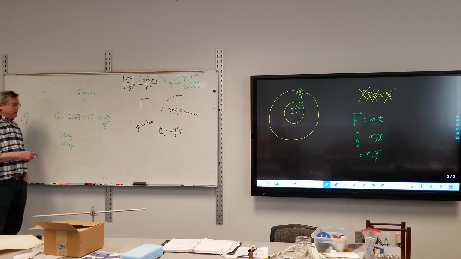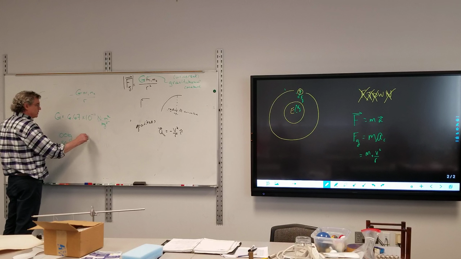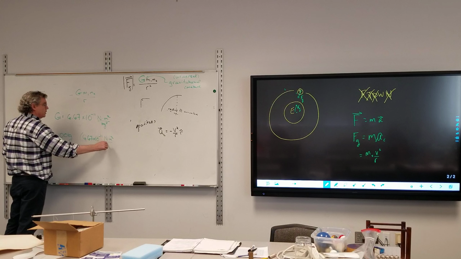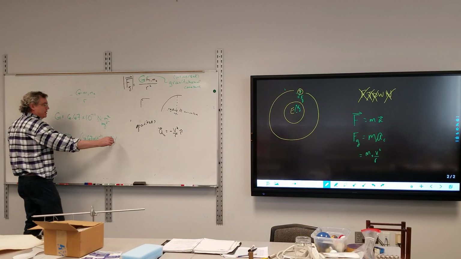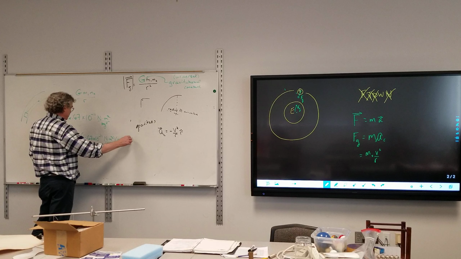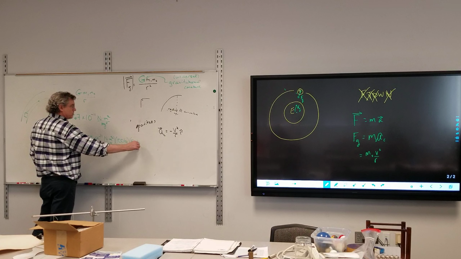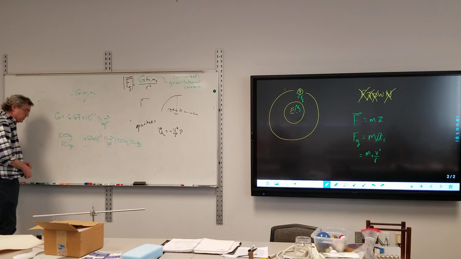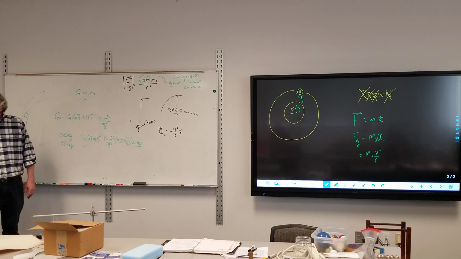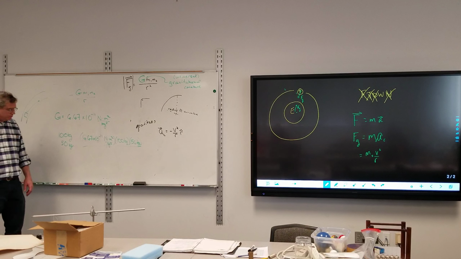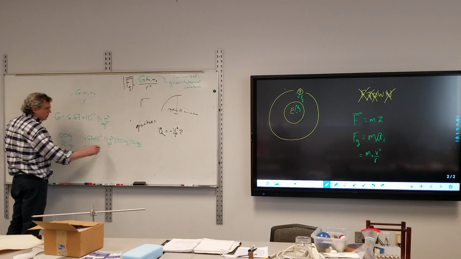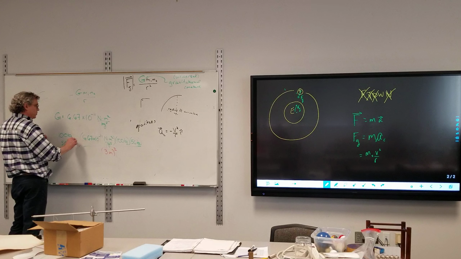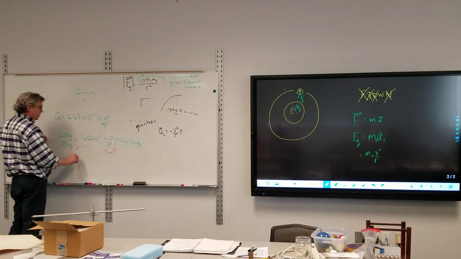So the gravitational force between us, I got 6.67 times 10 to the negative 11th Newton meter squared per kilogram squared, times my mass, 100 kilograms, times the make-believe mass of Isabella, and then the distance between us, 3 meters, over 3 meters squared. So this is the magnitude of the force due to gravity.